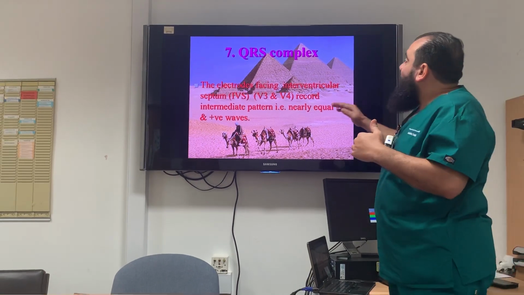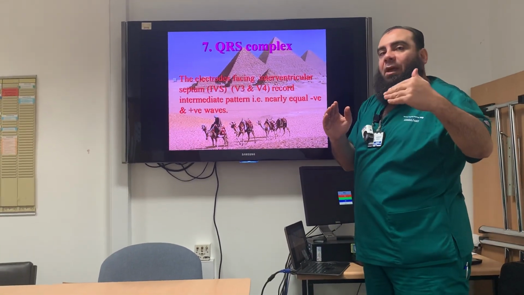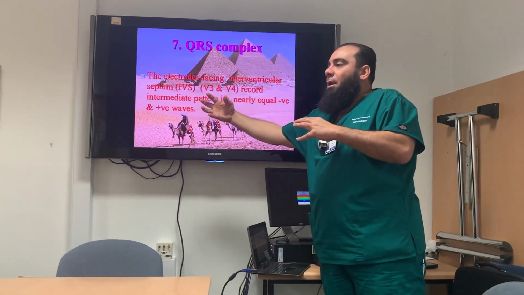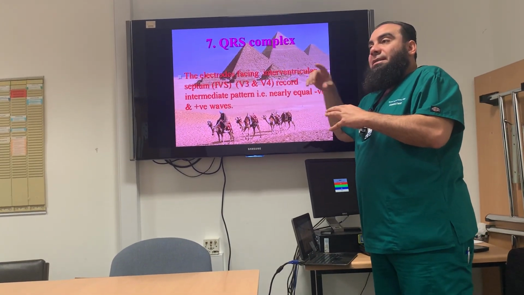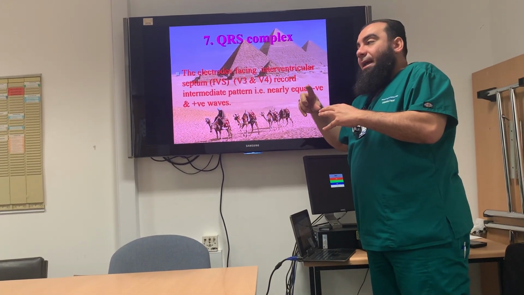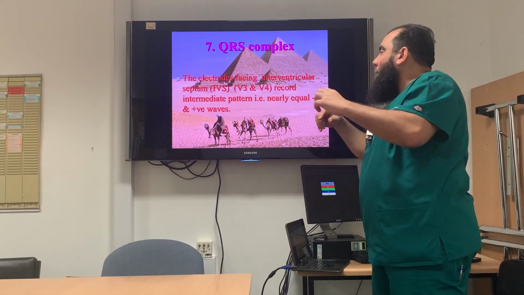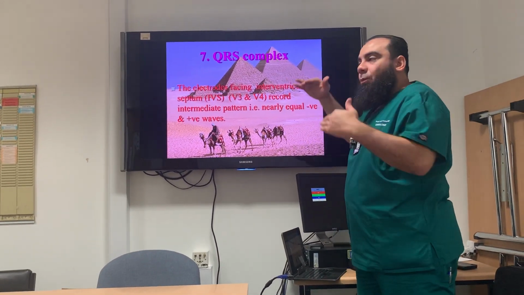The electrode faces the interventricular septum, which is V3 and V4, so it is away a bit from the right ventricle and it's going toward the left ventricle. So you expect the deep S to be a bit shorter and the R to be longer. So it's an intermediate pattern, with nearly equal negative and positive waves.